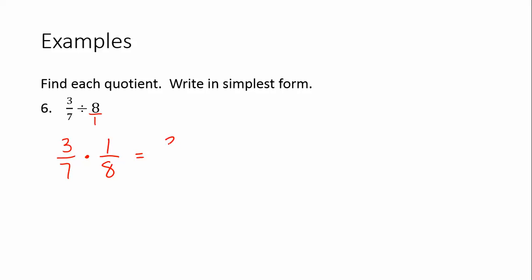Multiply across the top is 3. Multiply across the bottom is 56. 3 actually does not divide into 56, so this is our answer.